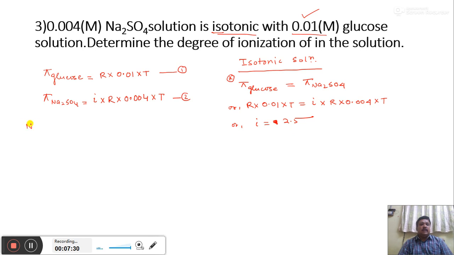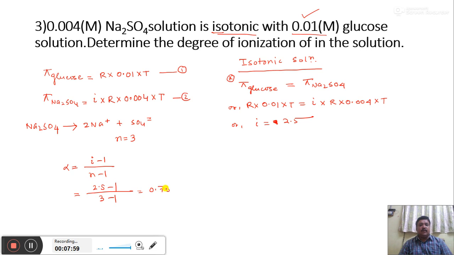Now since Na2SO4 is an electrolyte and it undergoes dissociation in aqueous medium to form 2Na plus and SO4 2 minus anion, here the number of ions is 3, so the value of n is 3. We know alpha is equal to (i minus 1) by (n minus 1), is equal to (2.5 minus 1) by (3 minus 1), is equal to 0.75. So Na2SO4 undergoes 75% ionization in the solution.